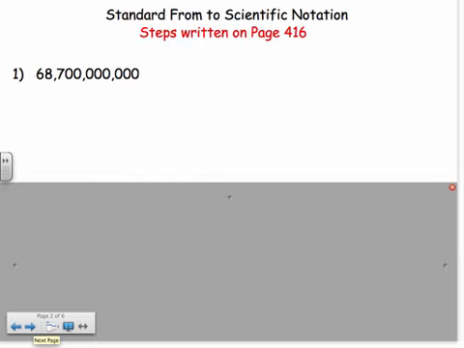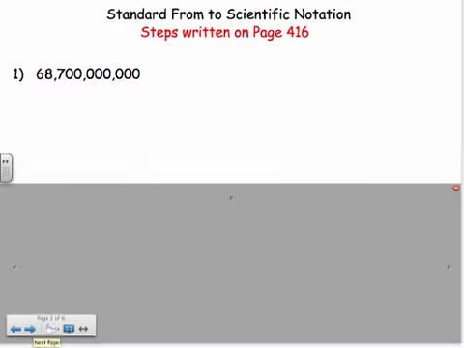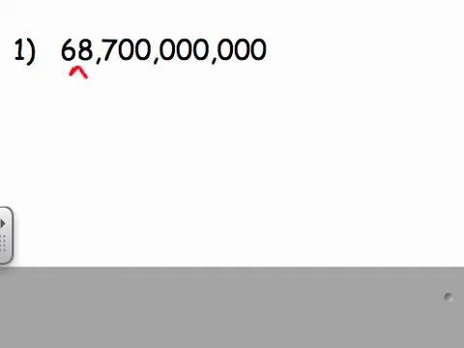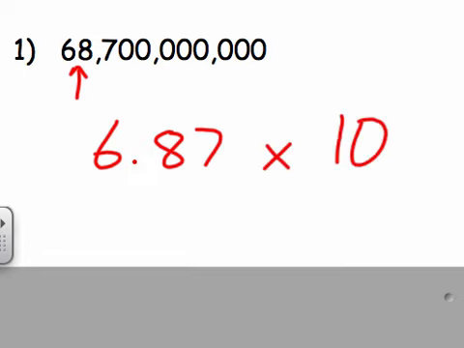So I got the number 68,700,000,000, and I want to change it into scientific notation. So we got to decide, where do we put our decimal first? Well, remember, I can only have one digit left of the decimal, so I'm going to put it right after the 6. So it becomes 6.87. Well, remember, we drop all those unneeded zeros, times 10 to some power.